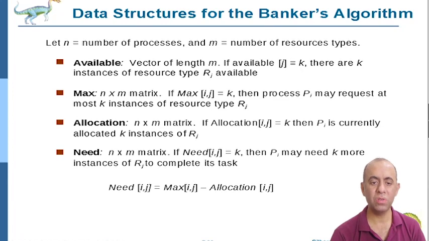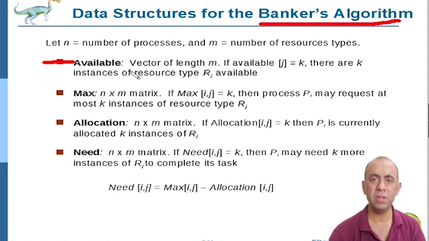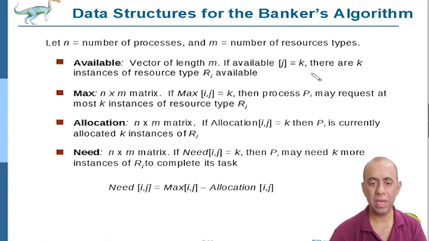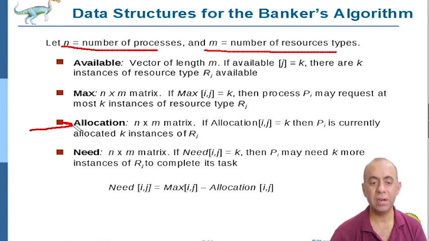The banker's algorithm makes use of multiple data structures. For example, there's an available array, a vector of length m, where m is the number of resource types. Similarly, there is a matrix of size n cross m, which is called max, where n represents the number of processes and m represents the number of resource types. There is a matrix called allocation with the same dimensions.